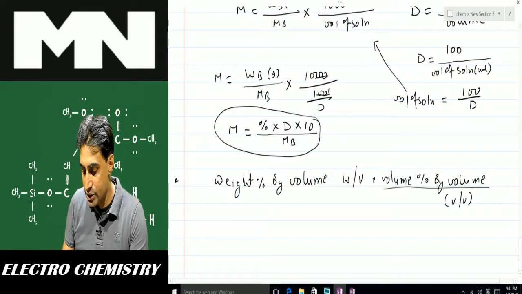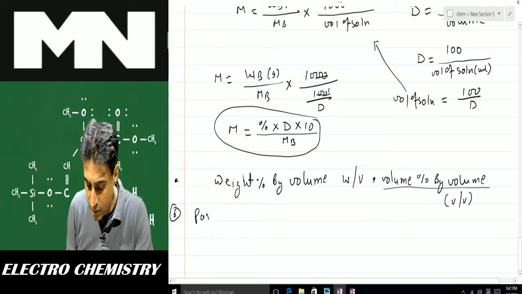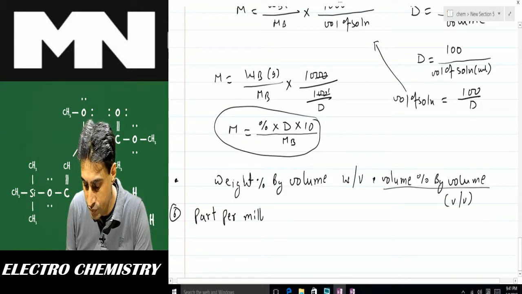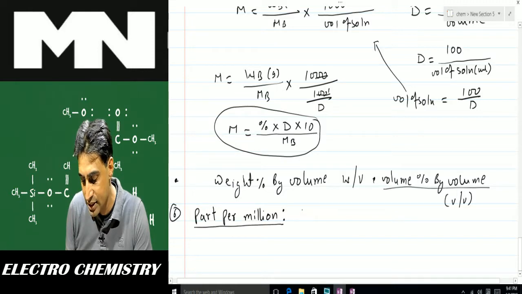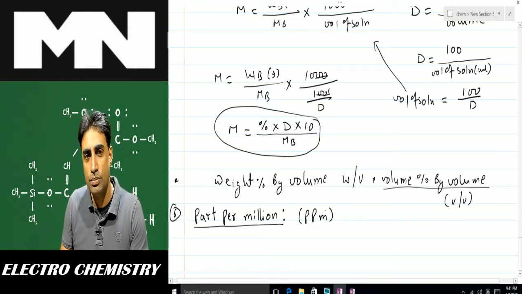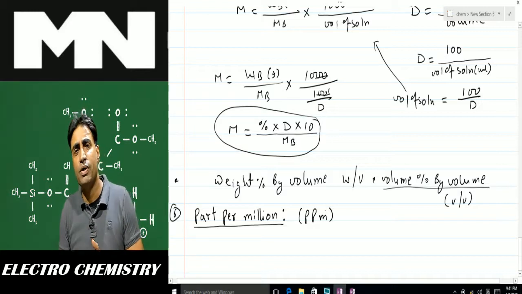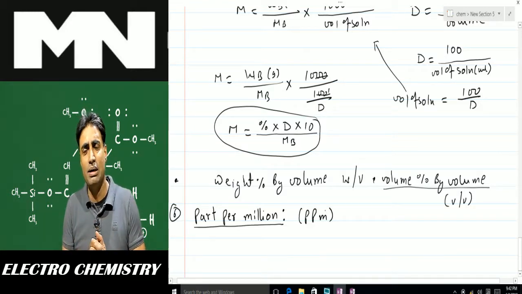Now the next concentration expression which is there in your syllabus is part per million. This concentration expression is used in extremely dilute cases and it is represented by ppm. Part per million represents what? It tells you the part of solute that is present in every 1 million parts of solution. When I am saying ppm, we do not have any formula for ppm. It is simply an idea.